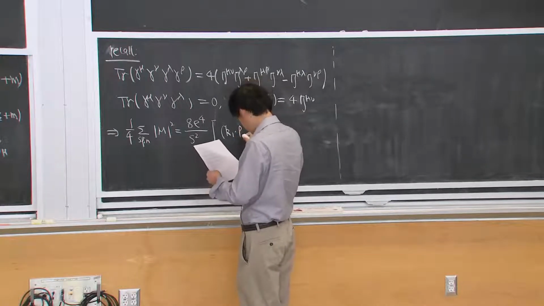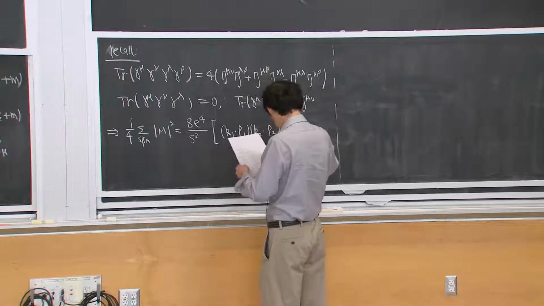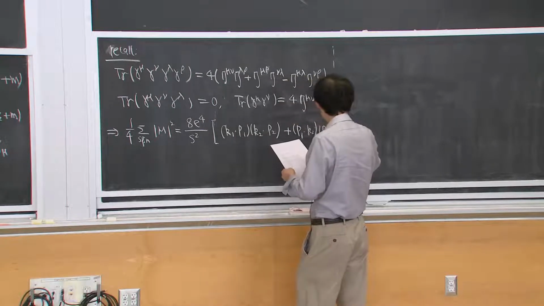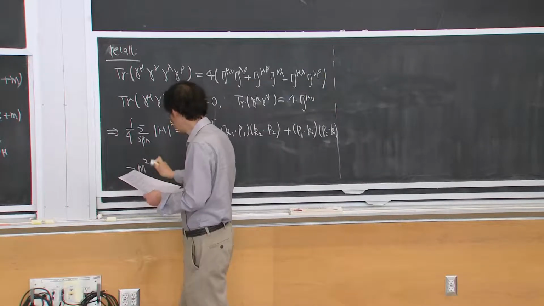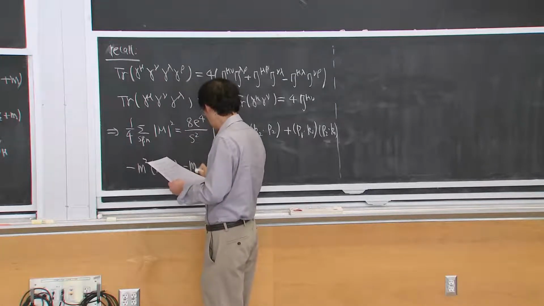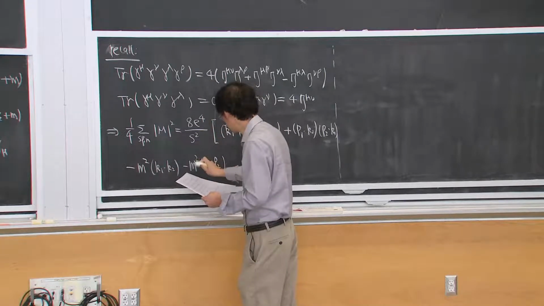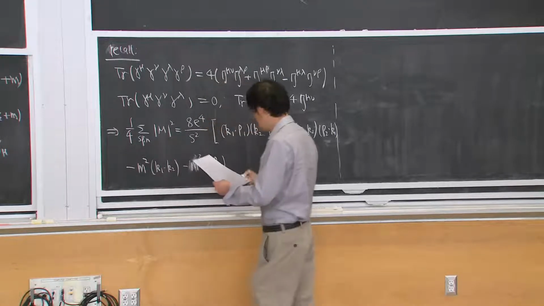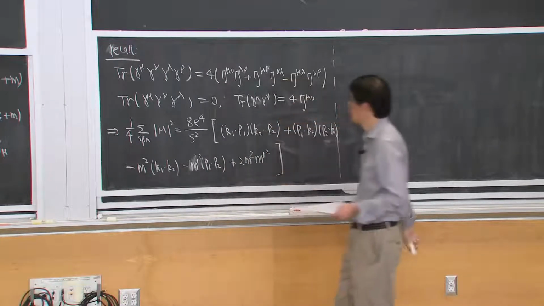K1 dot P1, K2 dot P2, plus P1 dot K2 and P2 dot K1, then minus m square K1 dot K2, minus m square P1 dot P2 m prime square. Sorry, here should be m prime square, plus 2m square m prime square. Okay.